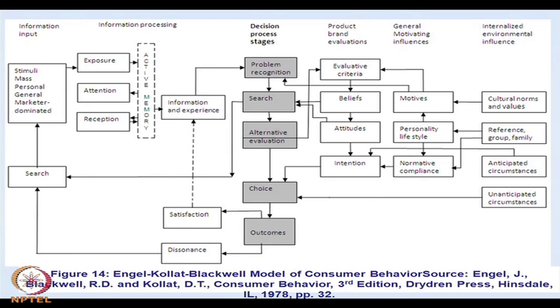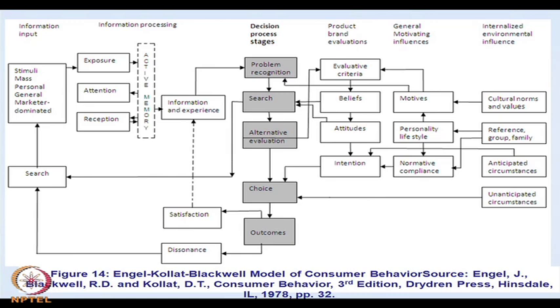At any of these information processing stages, the consumer could enter into the decision process stage. This would, as I repeat, depend upon the product or service category in question, the person himself, and the purchase situation. So, at any of the stages or at any time of information processing, the consumer could enter into the decision process stage.